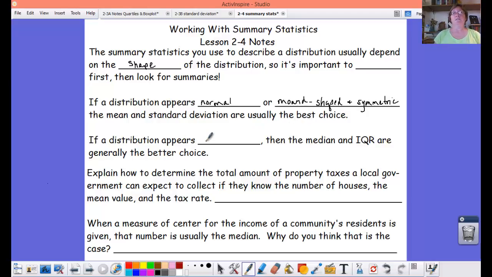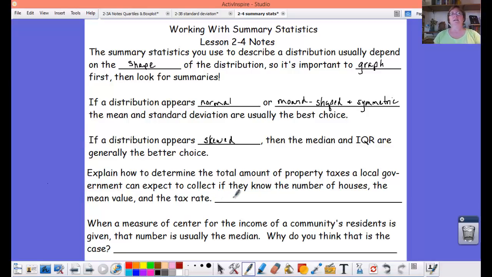If a distribution is skewed, then the median and the IQR are often a better choice. But you'll never know that unless you graph the distribution to start with. So today we're going to focus on which measures of center and spread should be used for a given data set. We can't know that without graphing. To give just a little example of why it's important to use the right measures of center and spread.